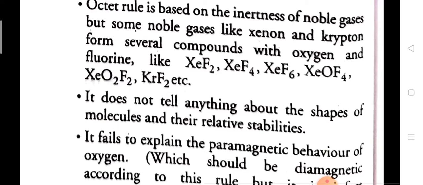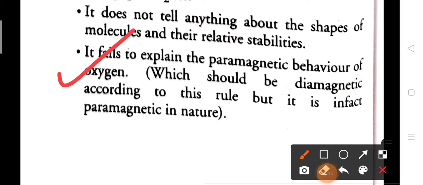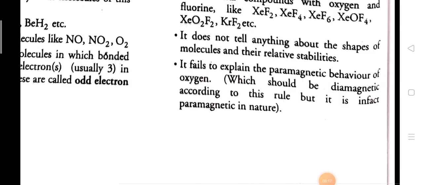XeF4, XeF6, XeOF4, XeO2F2, and KrF2. These are examples of noble gases which can complete their octets, but after that they will accept or share electrons from other elements to make bonds. The octet rule does not tell anything about the shapes of molecules and their relative stabilities. Next, it fails to explain the paramagnetic behavior of oxygen. So these are the limitations of the octet rule.